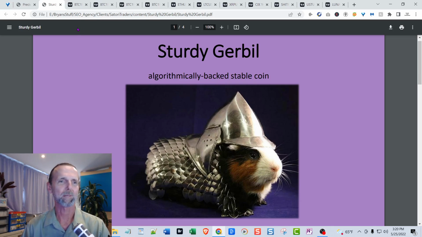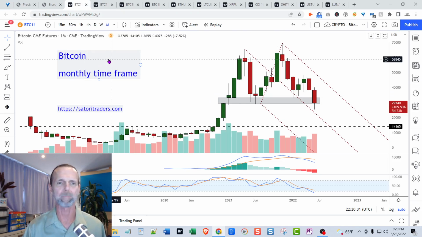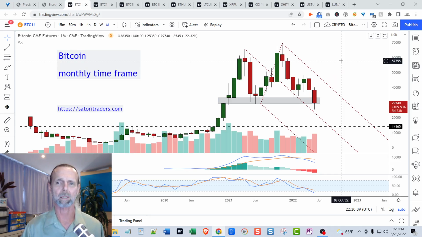All right, so let's jump right into the charts. We're going to start with Bitcoin in the monthly time frame. This is the same technical analysis I do on any vehicle. Doesn't matter, crypto, precious metals, stock markets, economic metrics, you name it. You can apply Andrew's pitchforks to anything you can chart. If you can chart it, you can throw an Andrew's pitchfork on it.